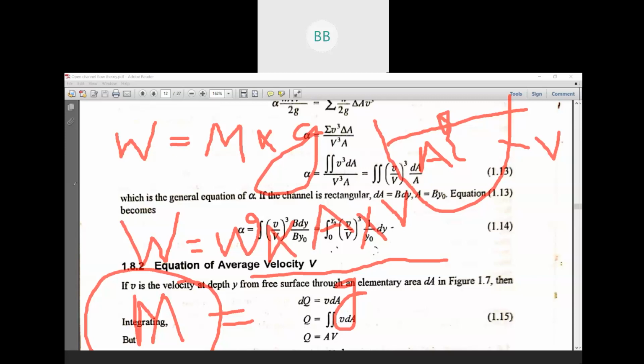So first we have to find out the weight. Weight is nothing but specific weight multiplied by cross sectional area multiplied by velocity. Then if you divide this weight by acceleration due to gravity, you will get mass, and it follows this equation. We all know weight is equal to mass into acceleration due to gravity. Any other doubts?